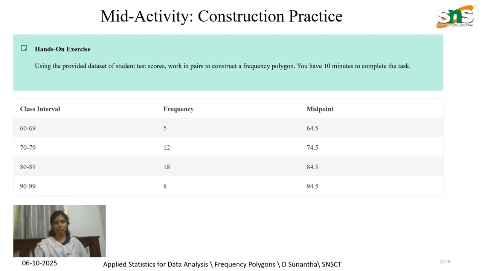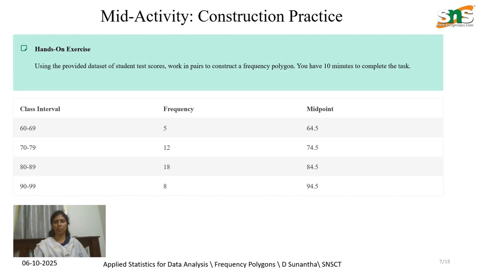So here the intervals are 60 to 69, 70 to 79, 80 to 89, 90 to 99. Here the frequencies of the 60 to 69 are 5, next 12 for 70 to 79, 18 for 80 to 89, and 8 for 90 to 99.